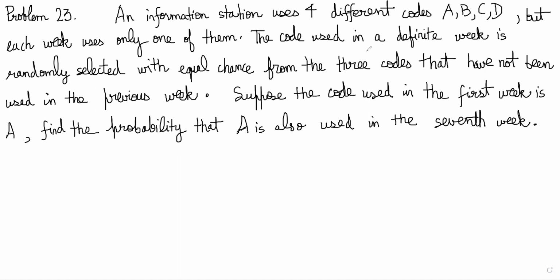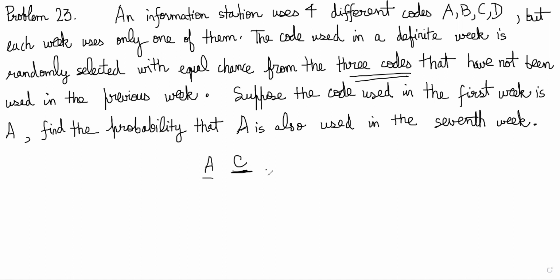The code used in a particular week is randomly selected with equal chance from the three codes that were not used in the previous week. So basically, what does that mean? If I start with code A in the first week, the next week, I have to select the code to use from B, C, and D randomly. So next week could be either B or C or D with equal probability of 1 by 3, right?